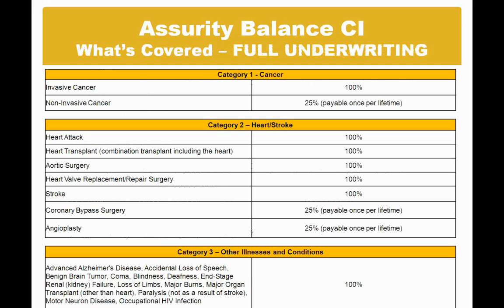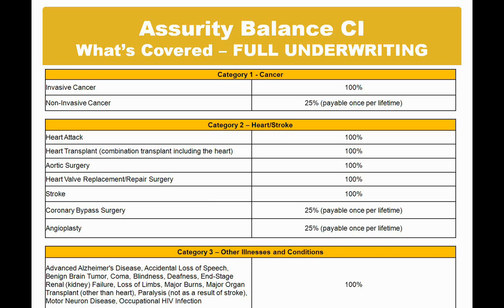I'm going to cover exactly what those conditions are in each category, starting with the full underwriting plan. Category 1, cancer, invasive, non-invasive. You see the percentages there. And since we're talking about those percentages on the right-hand side, you see 100% and 25%. You do only get 100% in each category. So if you had, let's look at category 2, let's say an angioplasty, you get 25% of that, but you still have 75% left over. So if you had a heart attack after that or stroke, you get the remaining 75%. So really great feature there, like I've been saying here.